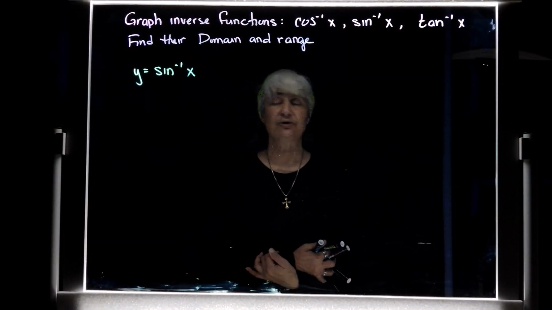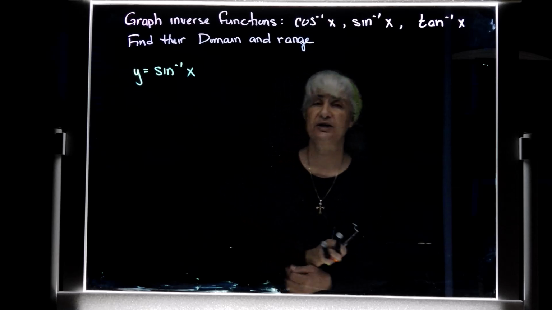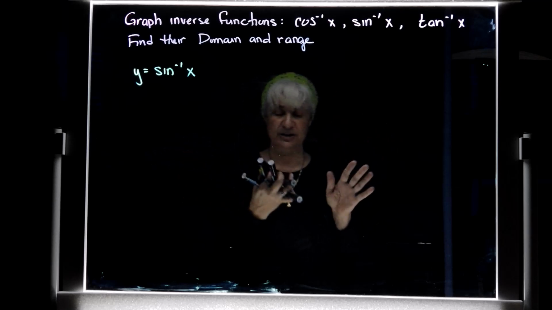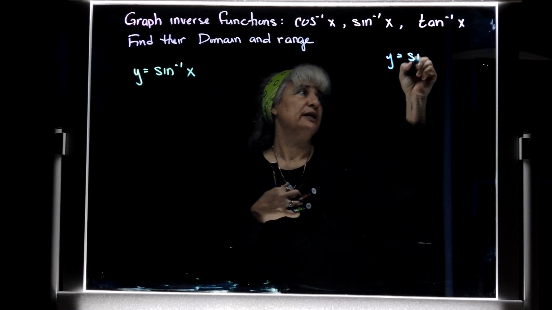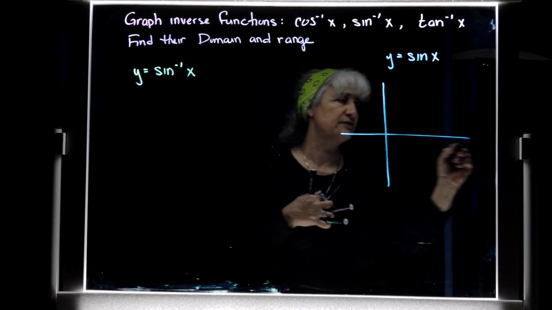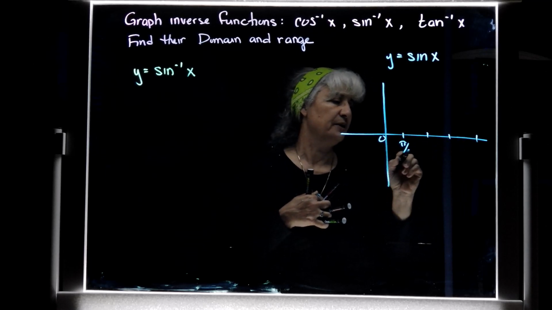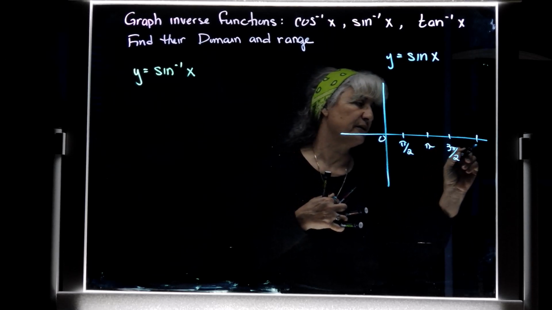Okay, so we're back to graph the sine inverse function, and we need to find its domain and range as well. So before I graph this, let me go to the sine function itself. If we remember to graph this sine function, let me get my quadrant markers down, so to speak, my quadrant angles down.